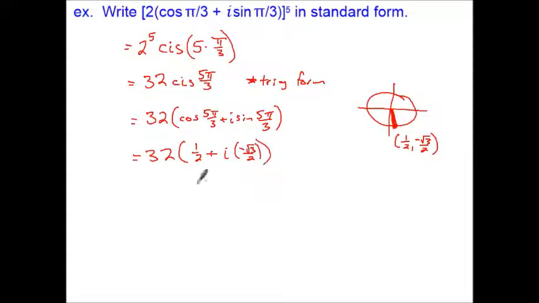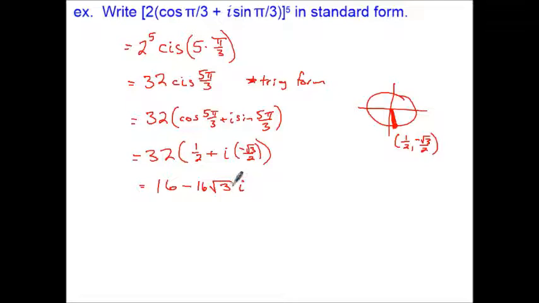And basically all I have to do now is distribute my 32. 32 times 1/2 is 16, and then 32 cancels the 2 down to 16 again, and I've got this negative root 3 along for the ride. So basically what I get is negative 16 and then, I don't know, up to you to decide what to do with the i versus the radical.